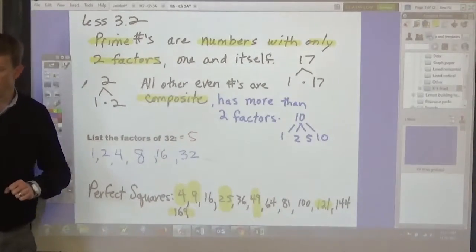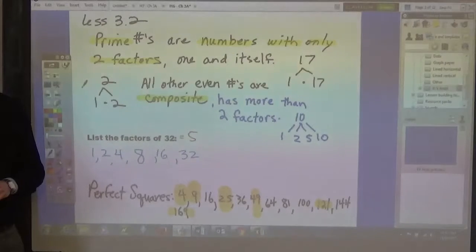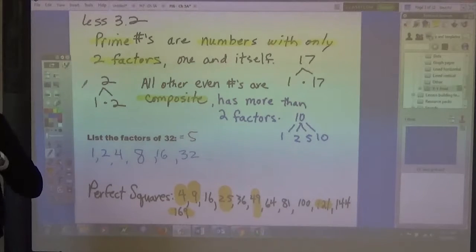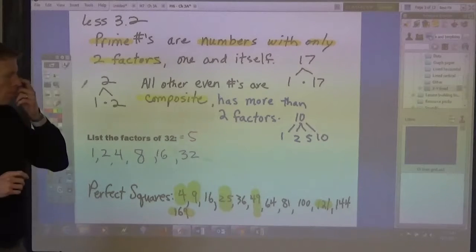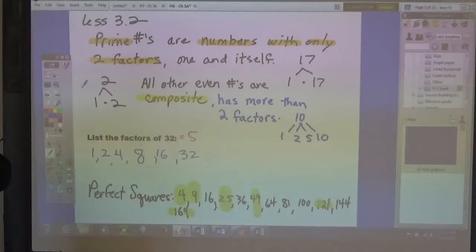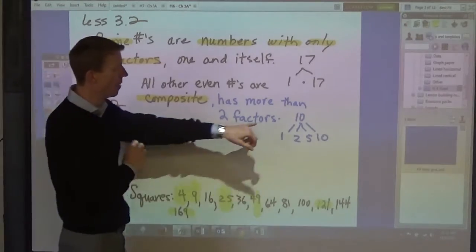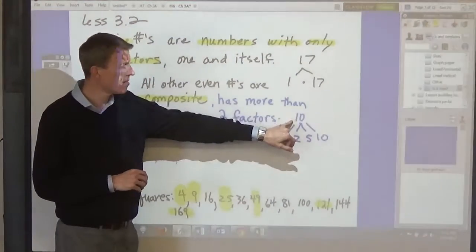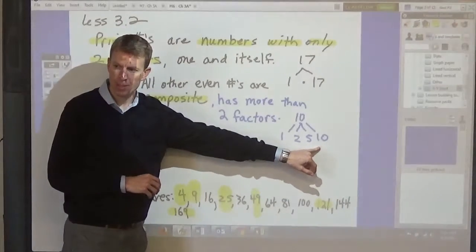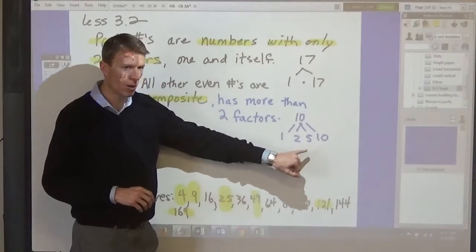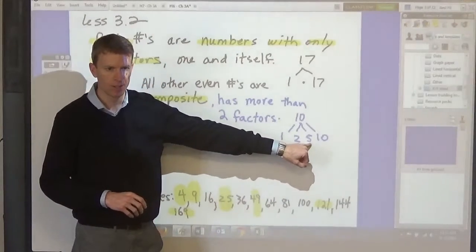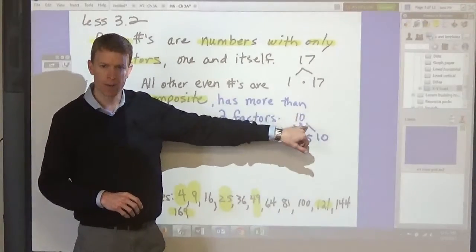Okay? Matt? Does it have anything to do with fact families? A little bit, but not fact families that you make by adding numbers together. These are multiplying. We're going to be talking about multiplying numbers together. So, if you start with the number 10, the number 10 has 4 different factors. You can make the number 10 by multiplying 1 times 10, or by multiplying 2 times 5. So that's called a composite number.